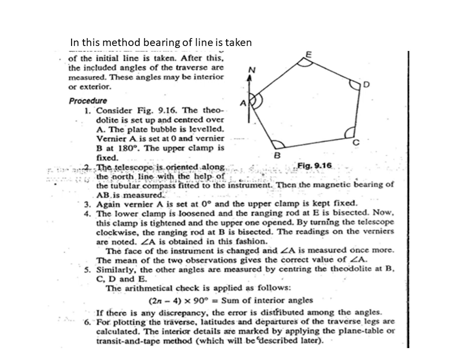Similarly, the other angles are measured by centering the Theodolite at B, C, D and E. The arithmetic check is applied as follows, that is (2n minus 4) into 90 degree should be equal to sum of interior angles, where n represents the number of sides. If there is any discrepancy, the error is distributed among the angles. Then for plotting the traverse, latitude and departure of the traverse legs are calculated. The interior details are marked by applying the plane table or transit and tape method, which will be discussed later.